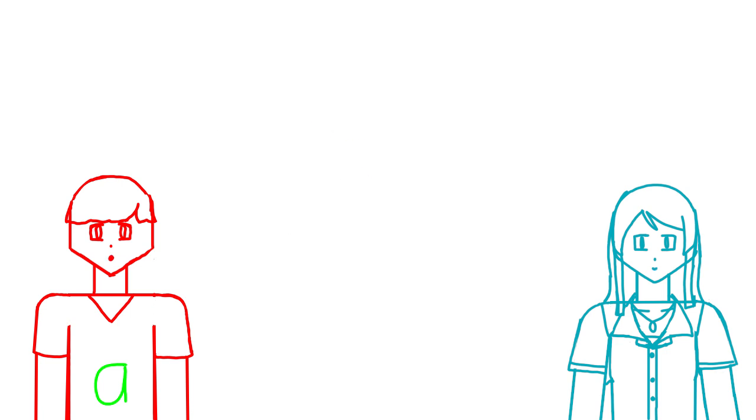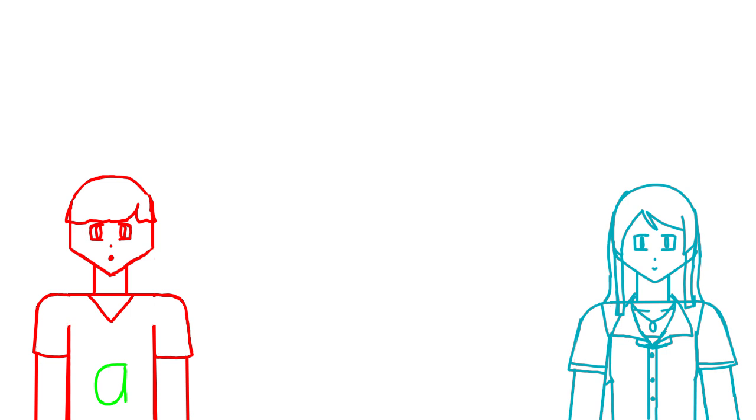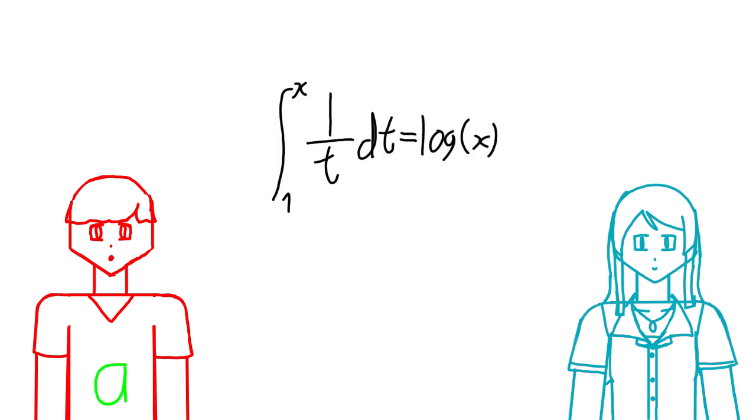Here's the thing. In calculus, the natural logarithm can be described as the area under a hyperbola between 1 and x. In other words, the integral from 1 to x of 1 over t dt equals log of x. Doesn't log of x by itself usually mean log base 10? I much prefer using that over ln of x, even if it causes some confusion.